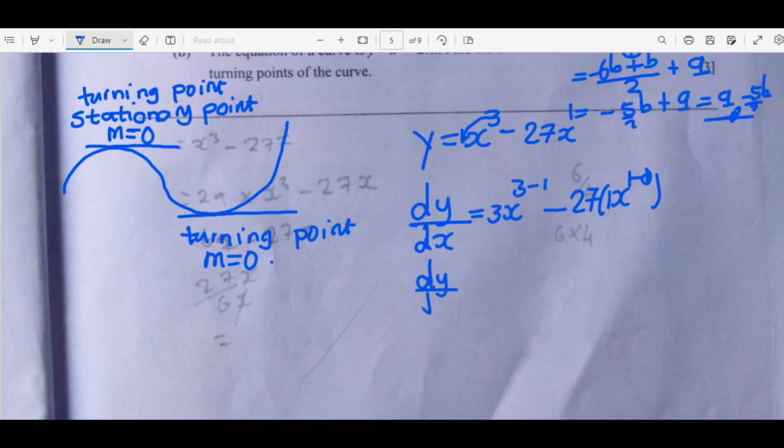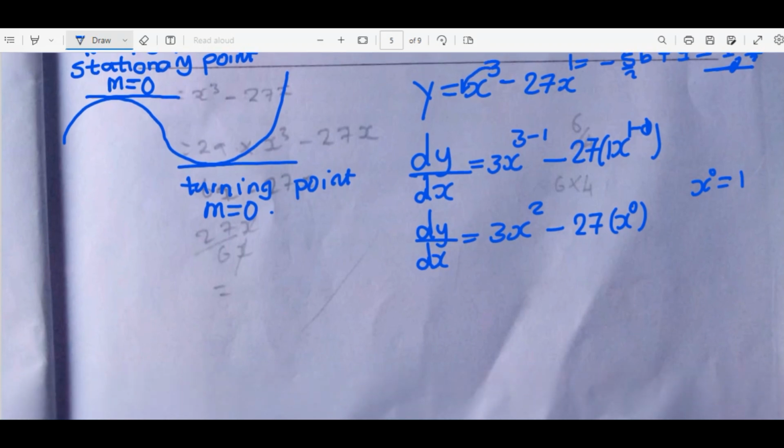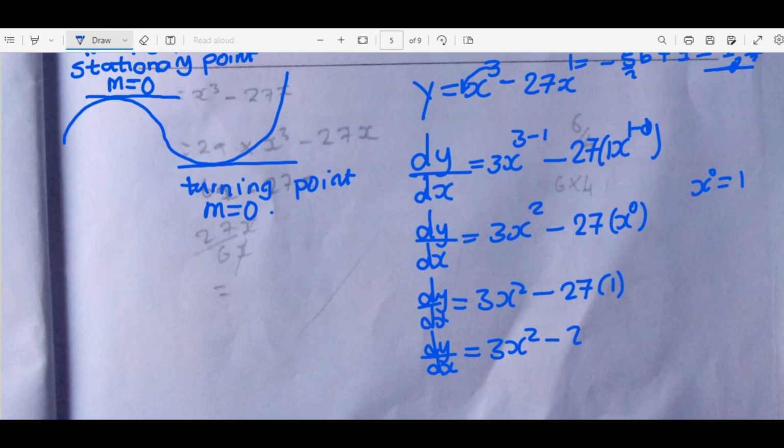So dy divided by dx is equal to 3x squared minus, here we are going to have 27 times 1, which is just 27. Then 1 minus 1 will be x raised to the power 0. According to the indices, any letter or number raised to the power 0 is equal to 1. So x raised to the power 0 is the same as 1. If we simplify, this will be 27 times 1, so the first derivative for this equation will give us 3x squared minus 27.